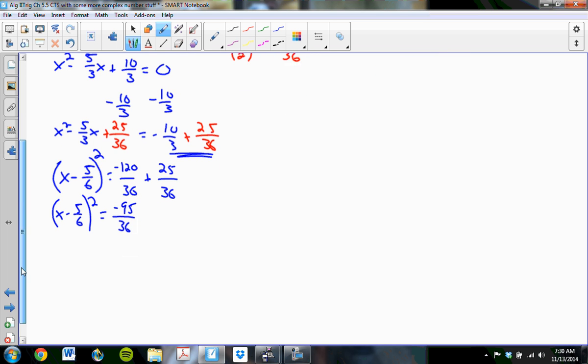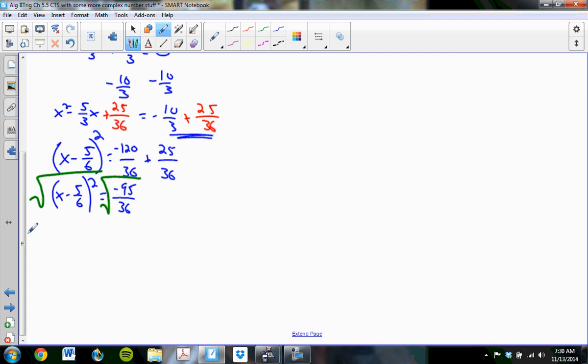So I'm getting a lot of i's as I do this, but that's okay. Square root both sides. x minus 5/6 equals plus or minus i root 95 over 6. Now 95 can't break down as a radical. It's 5 and 19, and those are both prime. If it could break down, I would break it down, but it can't, so I won't. So I'm going to keep going.